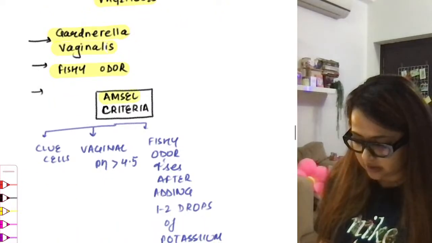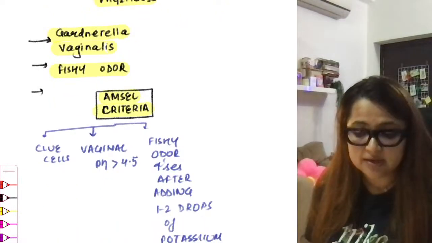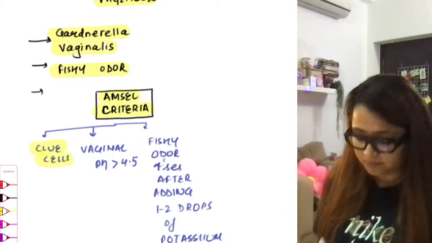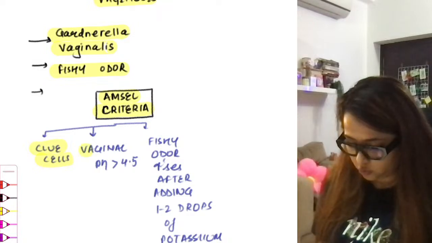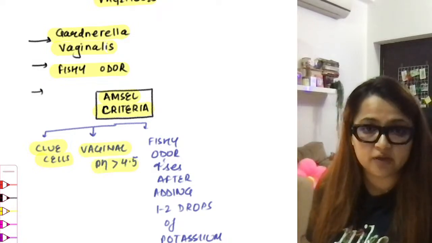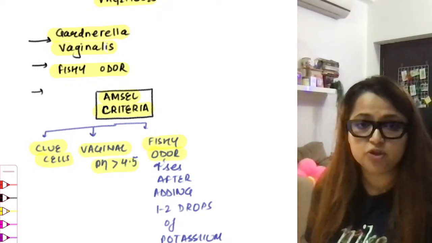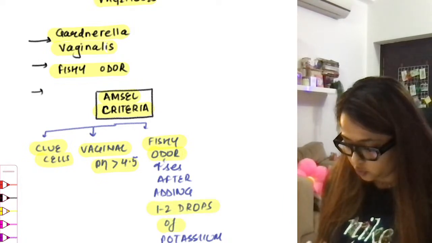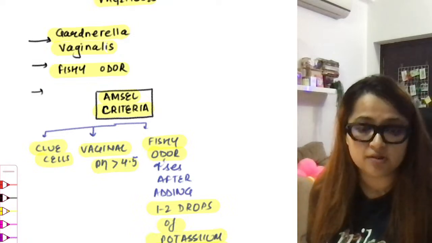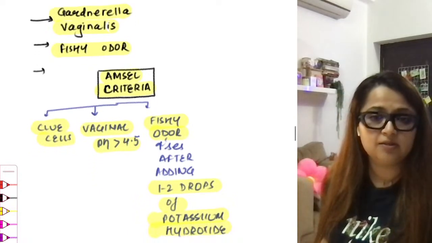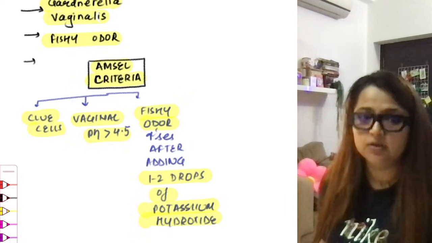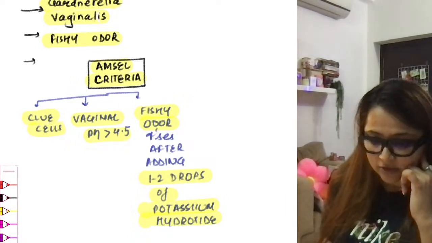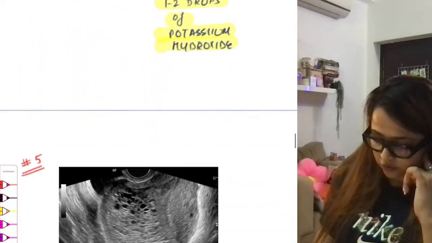Then we have something known as the Amsel criteria. Amsel criteria is for bacterial vaginosis. Number one, presence of clue cells. Number two, vaginal pH more than 4.5. Number three, fishy odor that increases after adding 1 to 2 drops of 10% potassium hydroxide. All right, so this is known as the positive whiff test. So these are the three conditions included under the Amsel criteria. Know this. Moving on to the next picture.